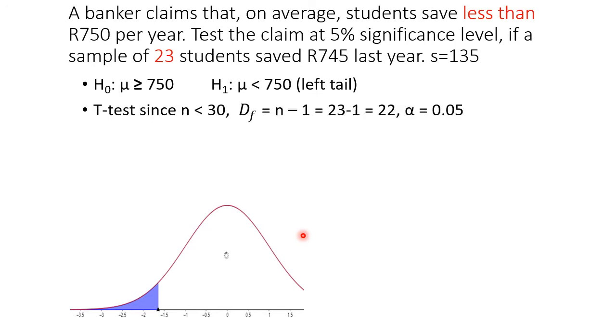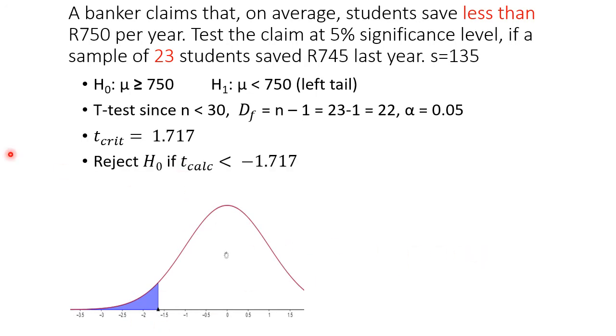What else are we given? We know that there are 23 students, n is less than 30, which means it's a t-test. Degrees of freedom, n minus 1 gives us 22, and a 5% significance level, standard deviation 135. We find our critical value from the table, which is 1.717.